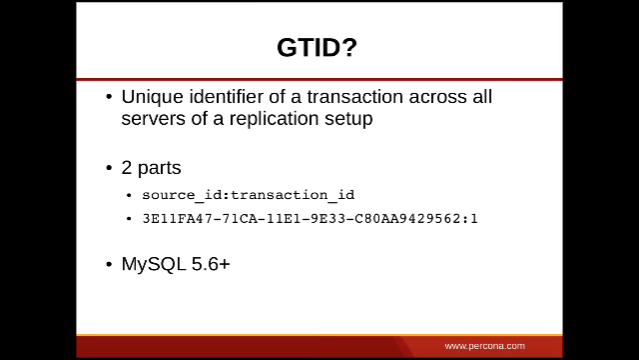which is very different from the positions that you can find in the binlogs or relay logs, which are, of course, different on every server. A GTID has two parts. The first part is the source ID, which is the server UUID, and then the second part is the transaction ID, which is simply the counter. And of course, GTIDs are only available in MySQL 5.6 and following.